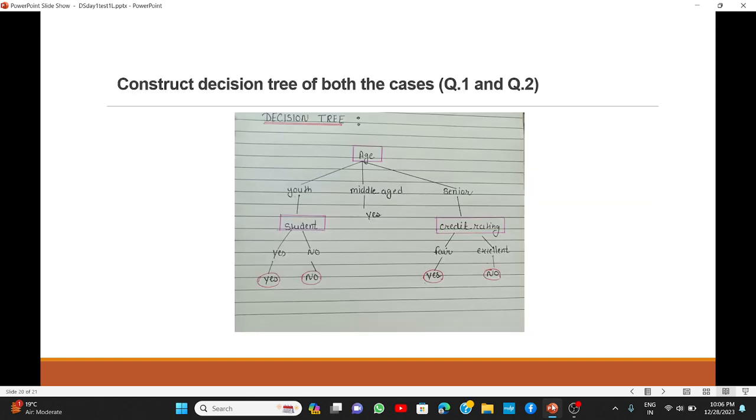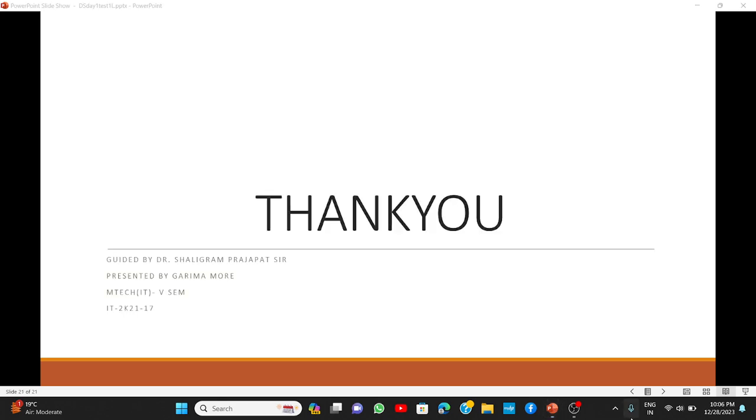And the decision tree for question 1 and question 2 is: here age is the root node, and student and credit rating are sub nodes of age. Thank you.